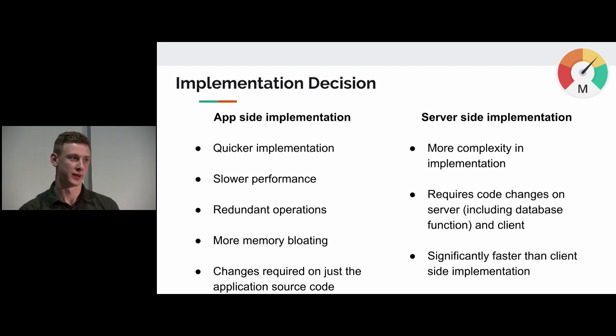We had been working solely on the app at this point. When we were making this decision, we were familiar with it. We knew how it worked for the most part, but it had its downsides, which was slower performance. We would be pulling in data and then sorting through it and doing redundant operations, as well as our app had a few memory problems, and doing more work on the app side would make this even worse. The plus side, again, was just changing the source code on the app, a lot simpler for us, kind of a tempting route to take.